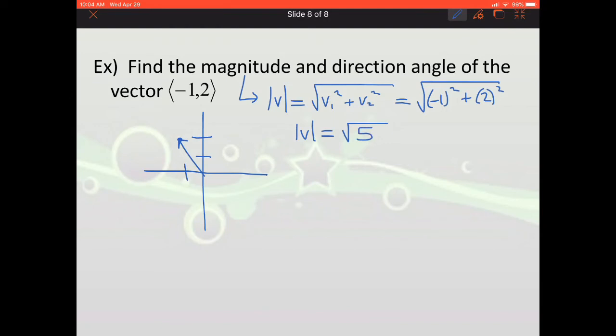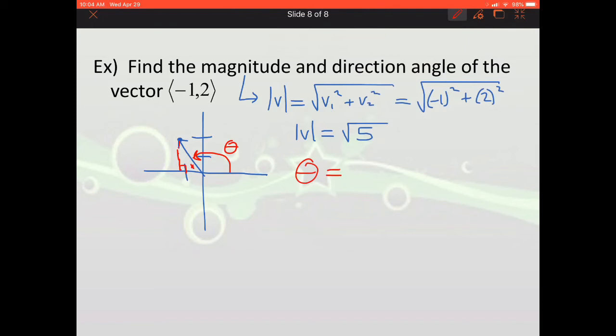So there's my magnitude. And now I need to find the direction angle. Now be careful. We're talking about this direction angle, but we're not going to be able to do that unless we use this right triangle. Remember, that's like our reference angle, but our direction angle is really this red angle right here. We're going to use our little reference angle inside, right there, to help us find our direction angle.